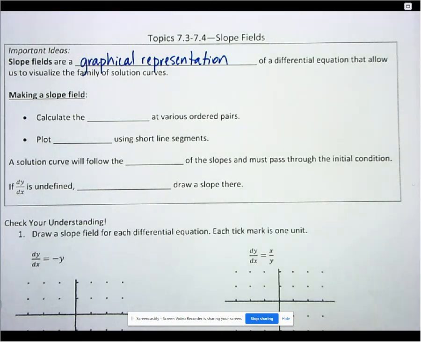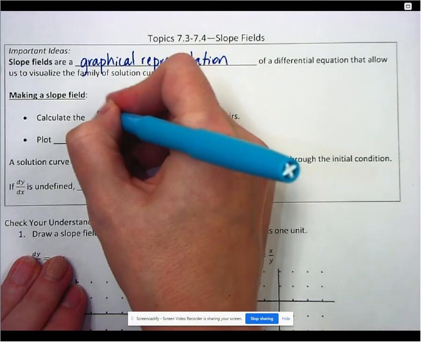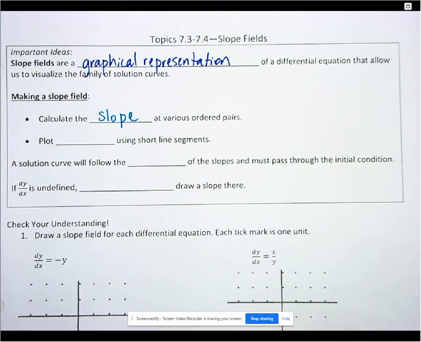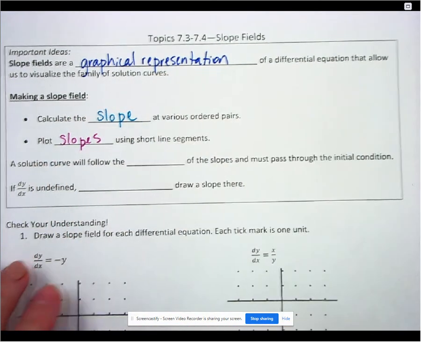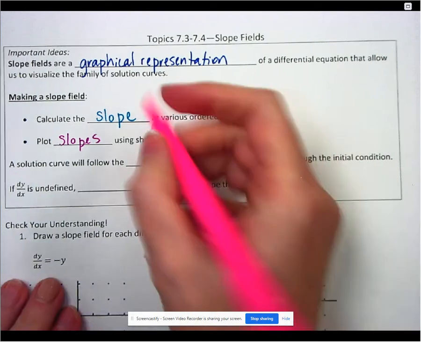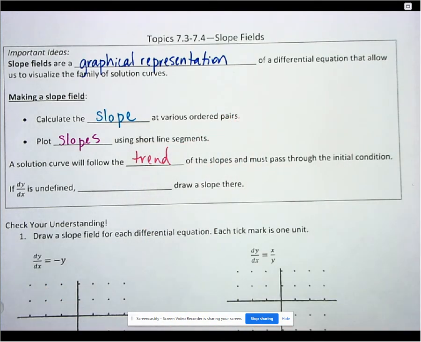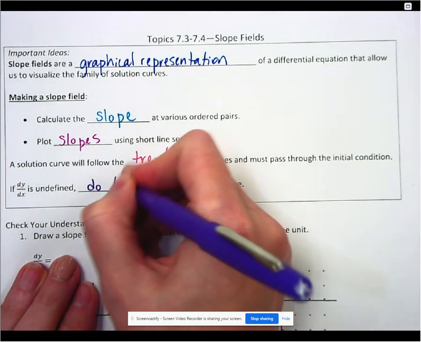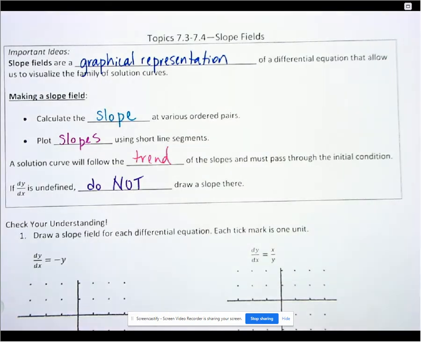All right. So whenever we are making a slope field, what you'll do is calculate the slope at various ordered pairs. And then you're just going to plot those little baby slopes, so plot the slopes using short line segments. And then a solution curve will follow the trend of the slopes and must pass through an initial condition. So if you're given an initial condition, just make sure that your solution curve will go through that initial condition and follow the trend of the slopes. And then if dy over dx is undefined, do not draw a slope there. Just leave that point with no slope, no little segment, because it would be undefined.